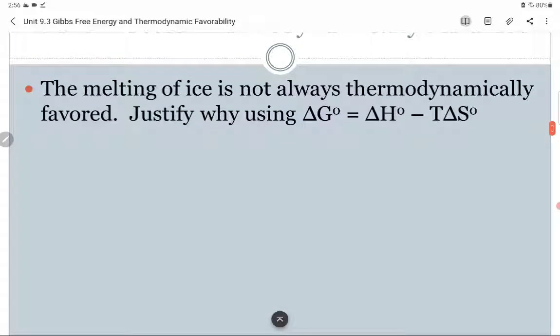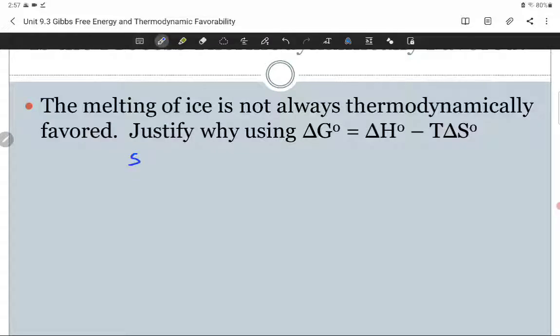So, melting of ice. Why is it not always thermically favored? So, think about it. You go, oh yeah, ice melts all the time. But no, it doesn't melt all the time. If you would go in the middle of February and it's a number of days in a row that are extremely cold, below the freezing point, that snow or that ice isn't going to melt. But let's take a look at it.